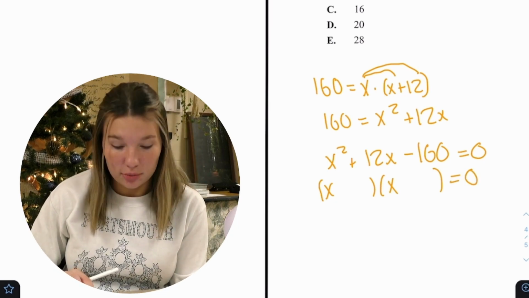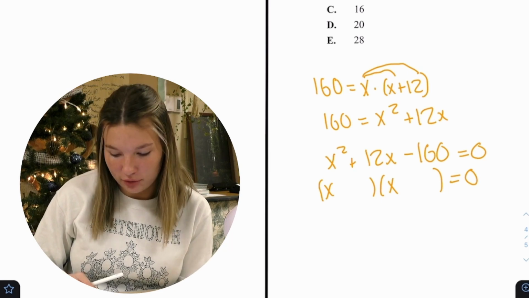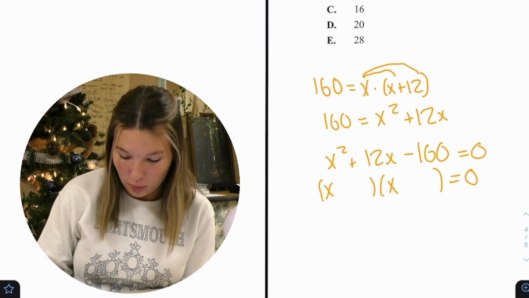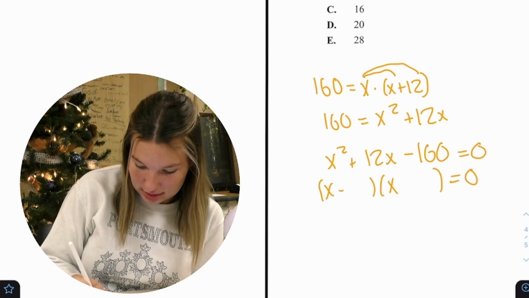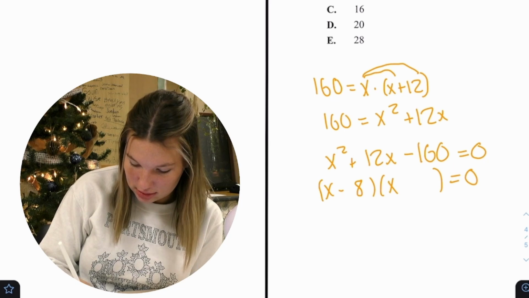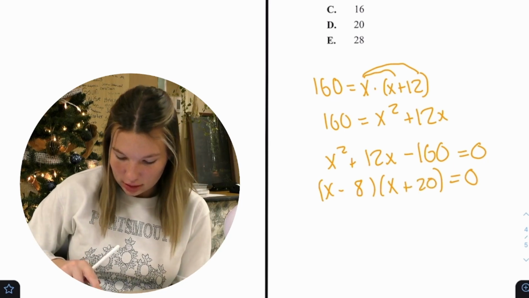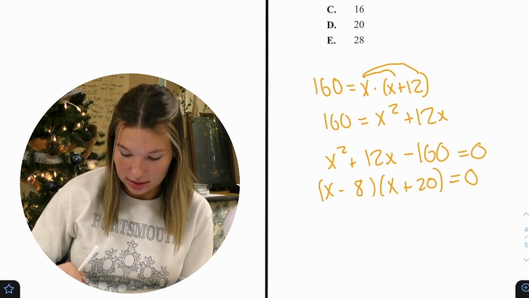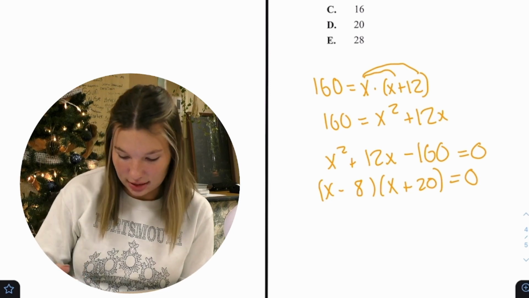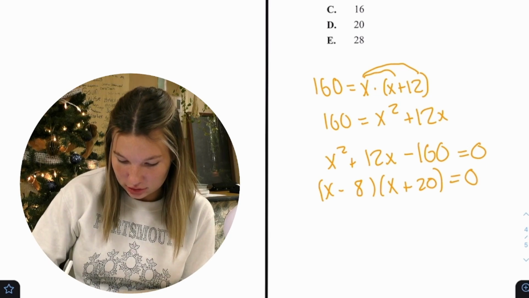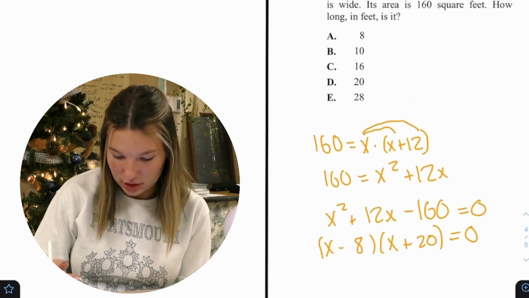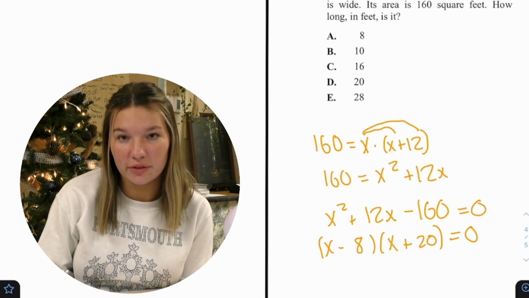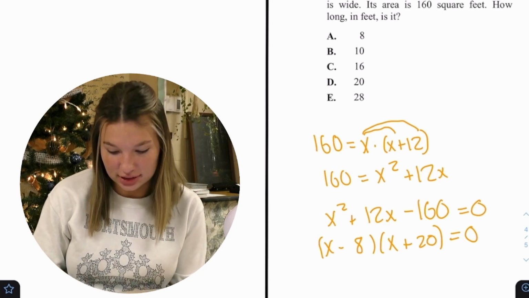We are looking for a number that's going to add to give us 12, but multiply to give us negative 160. One of those would be minus 8 plus 20. Negative 8 plus 20 is positive 12, and negative 8 times 20 is negative 160. So these will be our solutions. Given these answers, you can see that 8 is an answer, and then 8 plus 12 is 20, and 8 times 20 is 160.